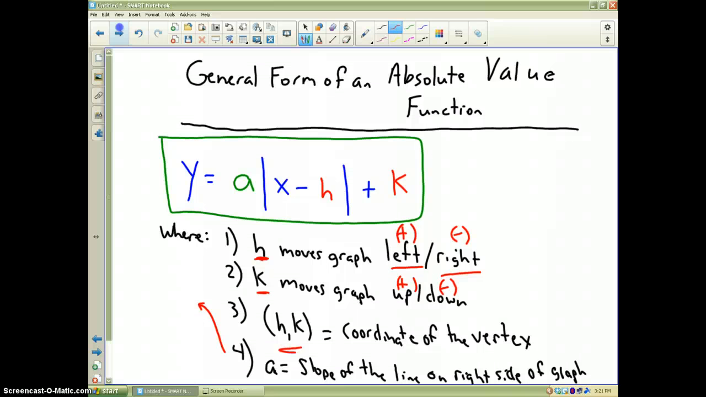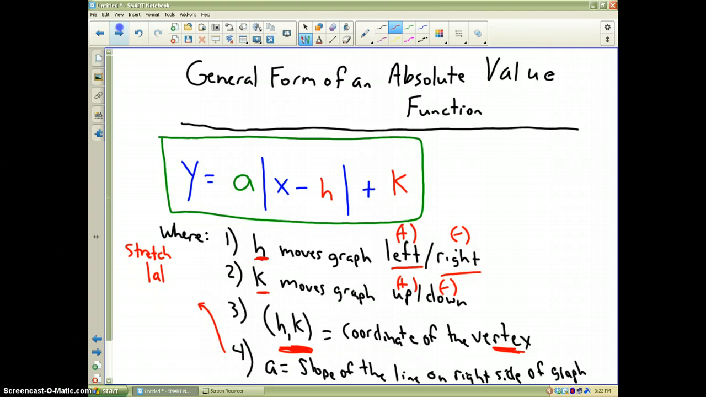The coordinate, if you put h and k together as a coordinate, that is actually the coordinate of the vertex of the absolute value graph. And the a value, which we haven't talked about yet, the a value out in front is the same as the slope of the line on the right side of the graph. And just like linear functions, it deals with stretching and compressing.